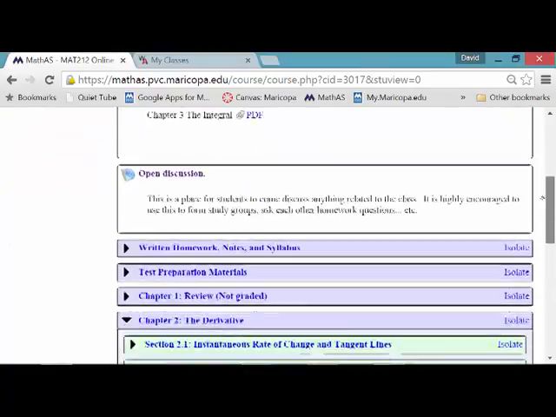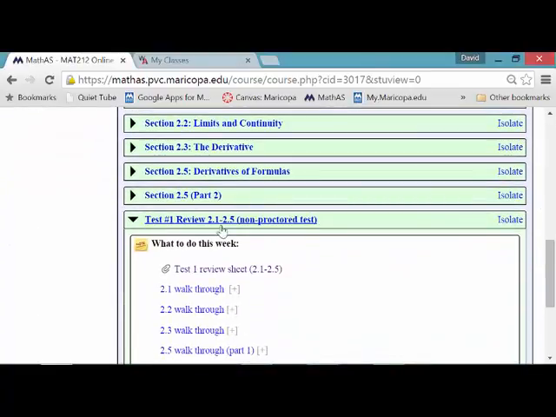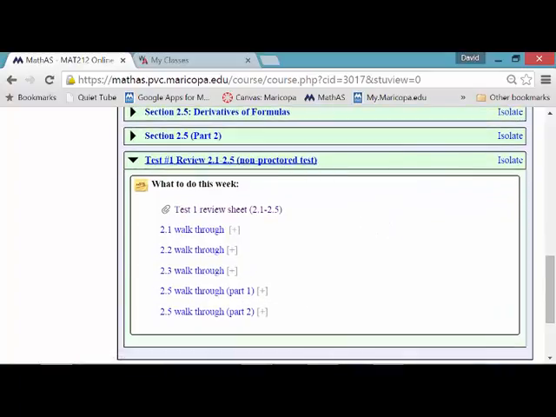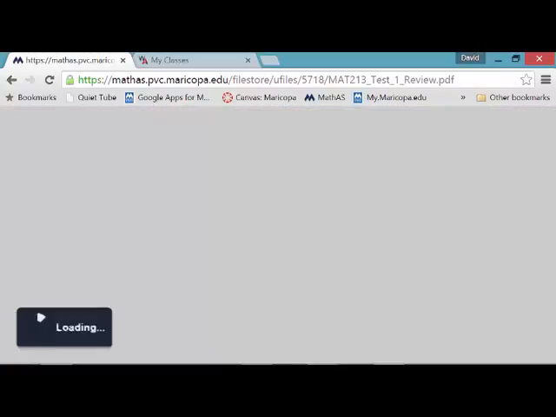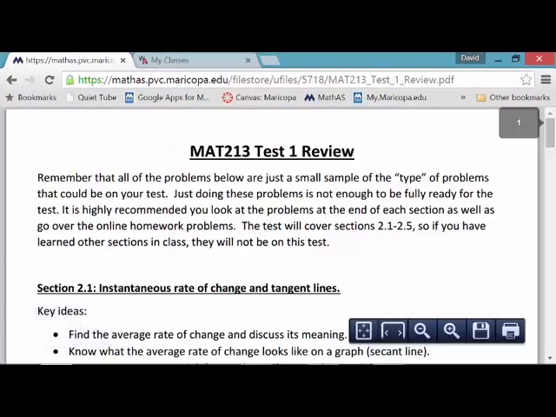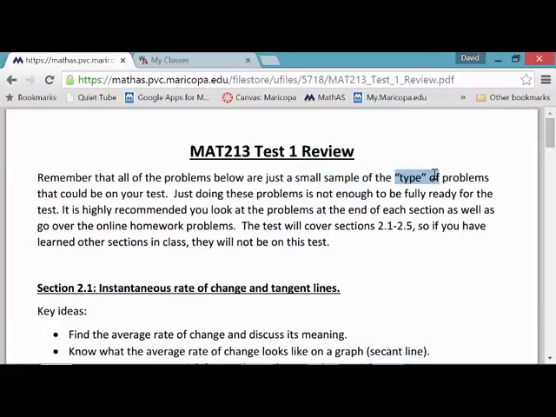I want to make sure everybody feels comfortable knowing what to expect and knowing how to prepare. So, you have already gone down to here and found that we're here in the test number one review section right now. And what you're seeing here is the first part, a review sheet. The key thing you need to understand is that this is a small sample of the types of problems that you may see on the test.